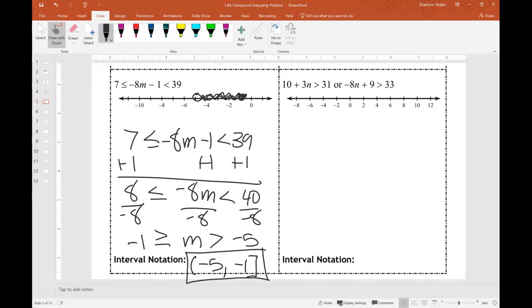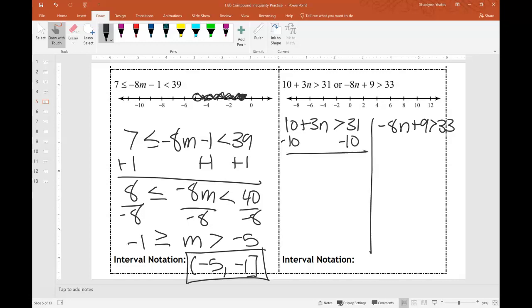Alright, last one I'm going to help you with. We've got 10 plus 3n is greater than 31. And then here's our other problem. We have negative 8n plus 9 is greater than 33. So I'm going to start with the one on the left, subtract 10 from both sides, and I get 3n is greater than 21. Then I divide both sides by 3, and I get n is greater than 7. So I'm going to go to 7, which is halfway between 6 and 8, open circle, pointing to the right.